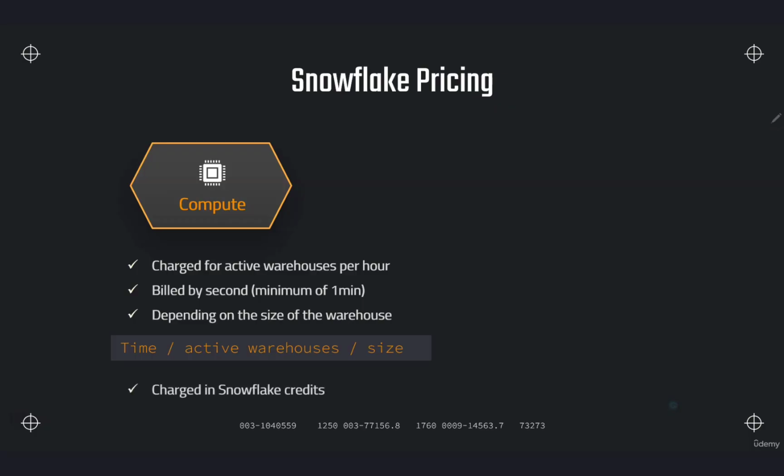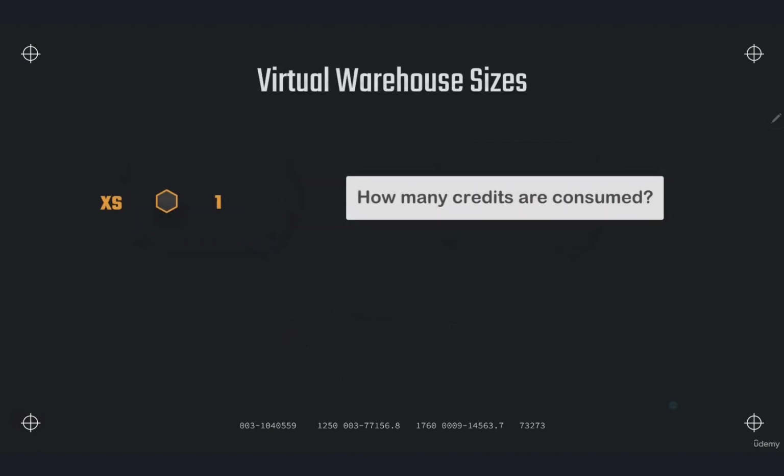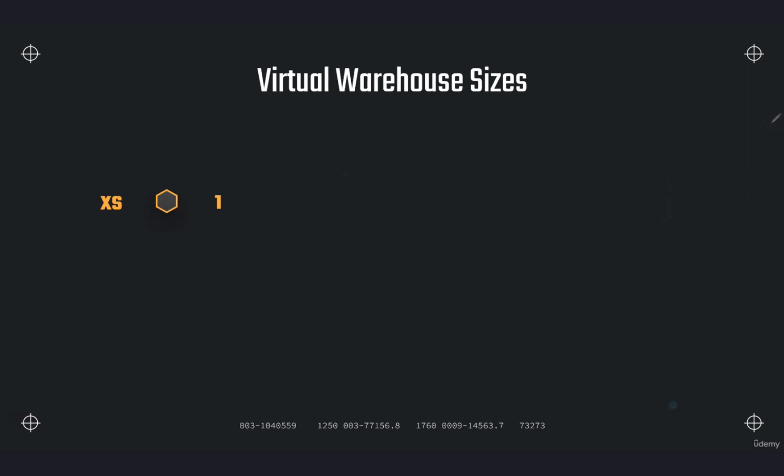But before this, we need to understand that we are not charged directly in euros or dollars, but we are actually charged in credits. So we consume those credits, and then those credits have a certain price tag. And therefore, we need to understand 2 things. First, how this consumption works, and then also how much those credits cost. So let's start by understanding the consumption of the credits. This depends on the amount of time a warehouse is running and the size of the warehouse.